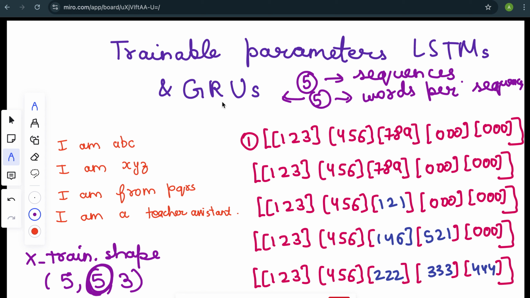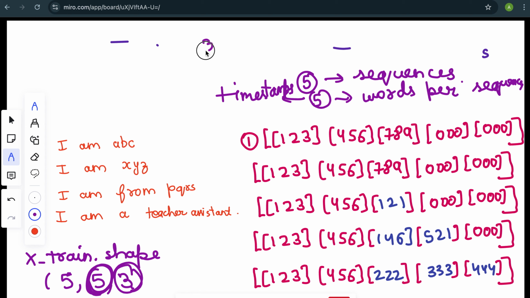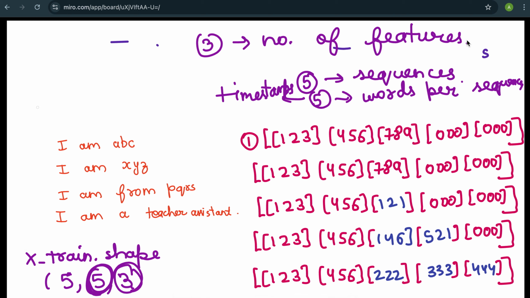That is timestamps, or how many times the RNN will unfold itself. And the 3 represents the number of features. How one word or one particular thing is represented, or what is the shape of the vector that is representing the word or a certain number.